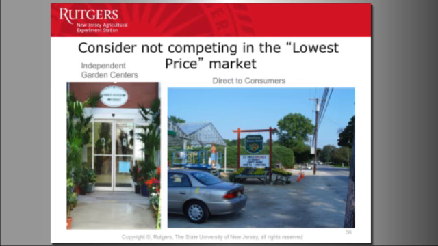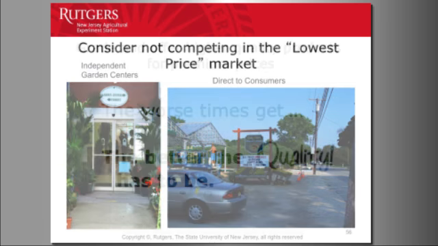You probably don't want to be in the lowest price market. We do have greenhouses that are wholesalers and wholesaling to the big box stores, but you have to be very willing to know that that's competing on price. And there's usually somebody else that can knock you out of the ball game and go lower. So mostly what we find is we're selling to not the lowest price market, either direct to consumers or to garden centers or something a little bit higher value.